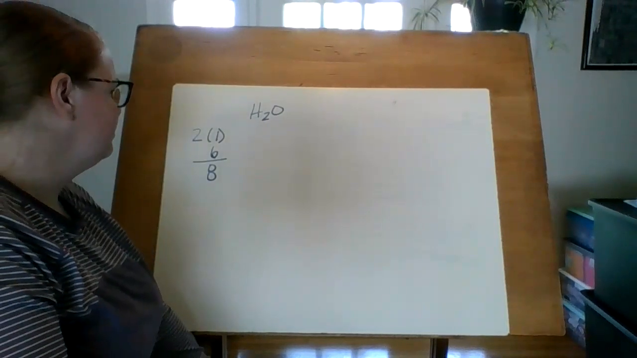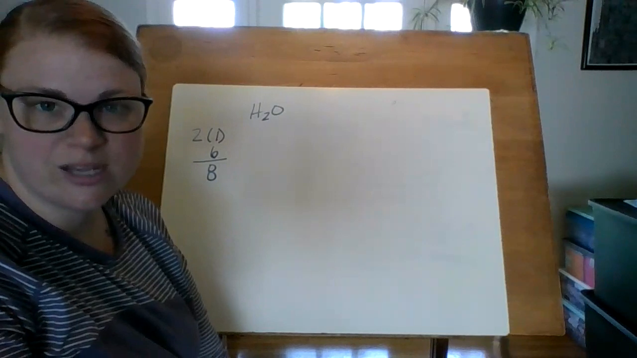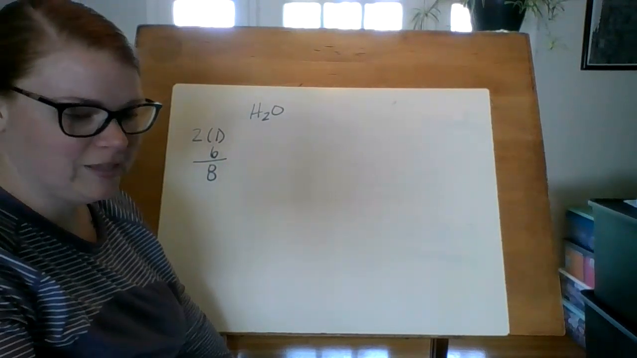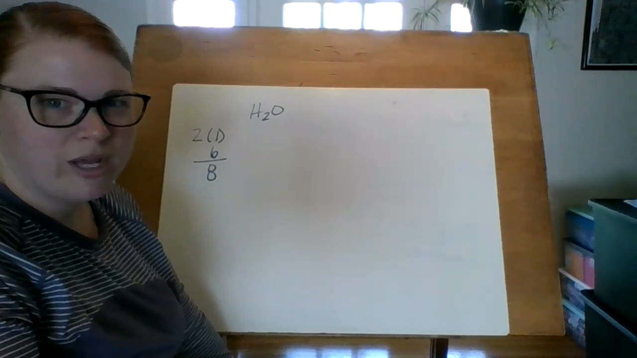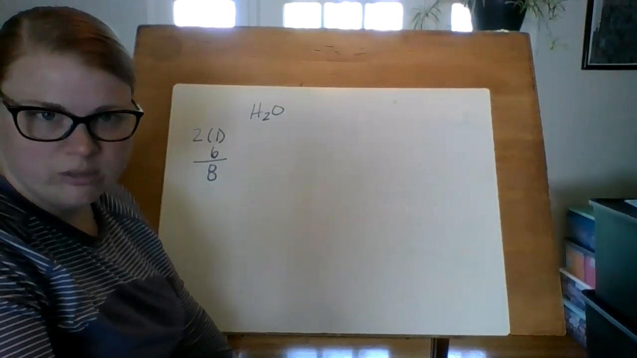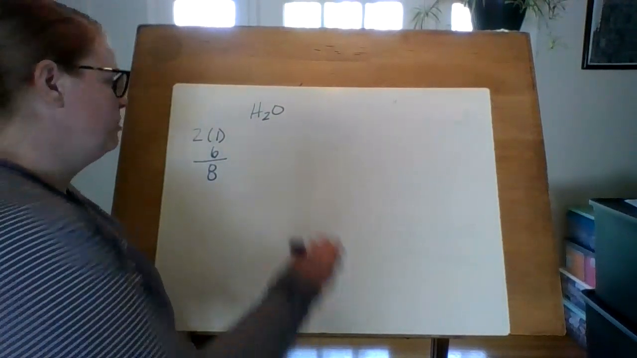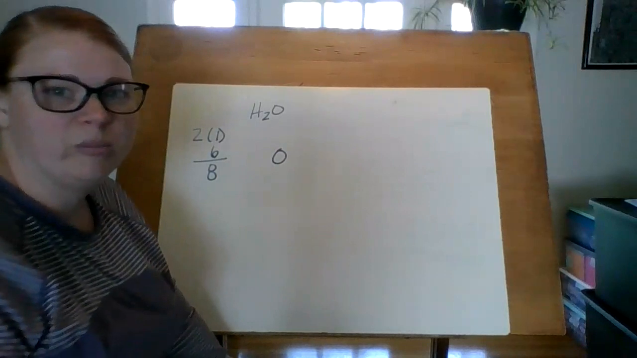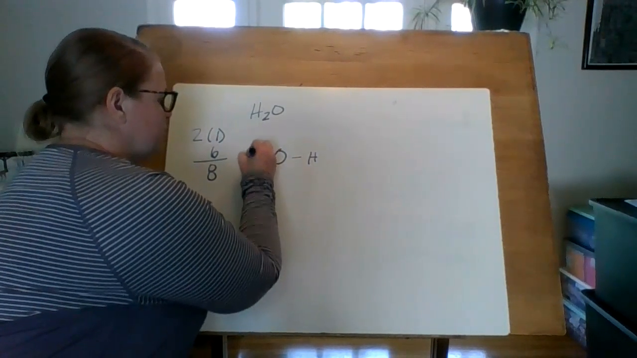In the drawing of a Lewis structure, the next step is to put the least electronegative atom in the middle. In this case, we only have 2 elements, hydrogen and oxygen, and hydrogen never goes in the middle. So you need to remember that. Hydrogen never goes in the middle. So we're going to put oxygen in the middle, and then we're going to bond our outer atoms. So we have 2 hydrogens.